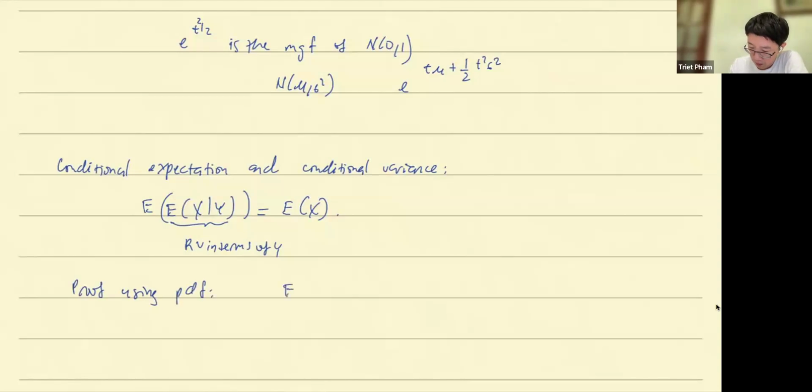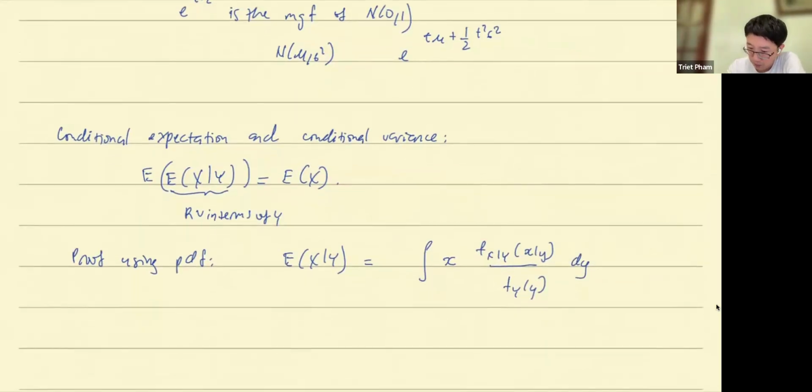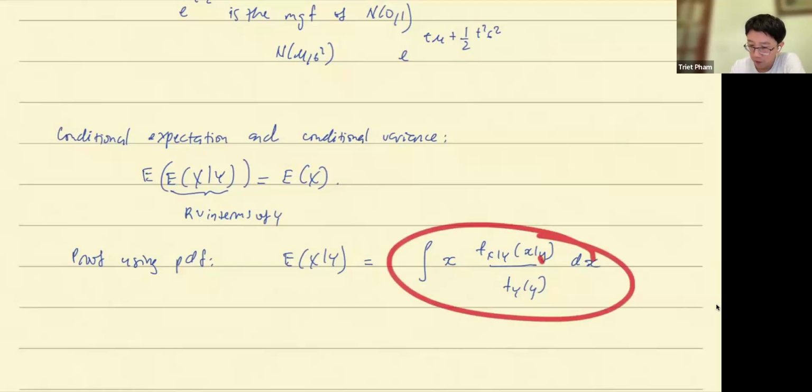So the expectation of x given y is the integral of x times the conditional density of x given y, divided by the density of y, dx. So you see, after you integrate this out, this is a function of y.